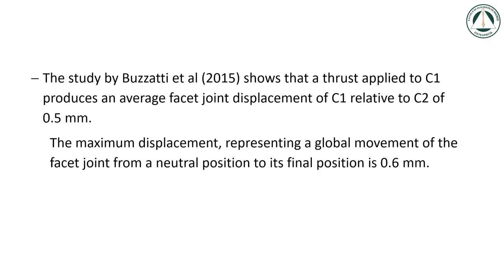The study by Buzzatti et al., 2015, shows that a thrust applied to C1 produces an average facet joint displacement of C1, relative to C2, of 0.5 mm. The maximum displacement, representing a global movement of the facet joint from a neutral position to its final position, is 0.6 mm. The displacement induced by applying HVT to the upper cervical spine seems not to endanger either the spinal cord or the vertebral artery.